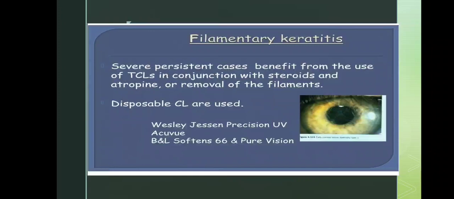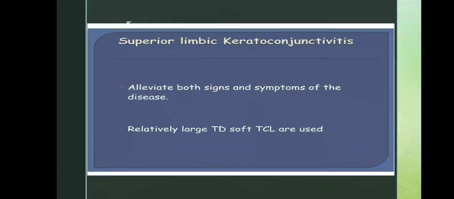Next one is filamentary keratitis. Severe persistent cases benefit from the use of therapeutic contact lenses in conjunction with steroids and atropine or the removal of the filaments. Disposable contact lenses are most commonly used, mainly Wesley Jessen Precision UV, Bausch & Lomb soft contact lenses 66, and PureVision.